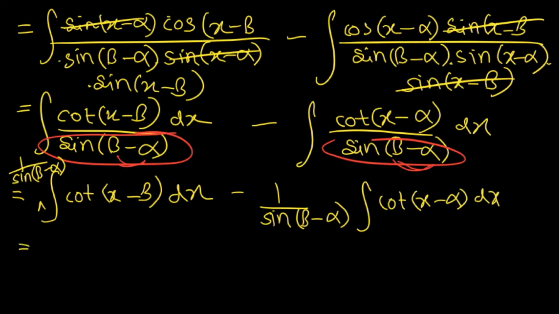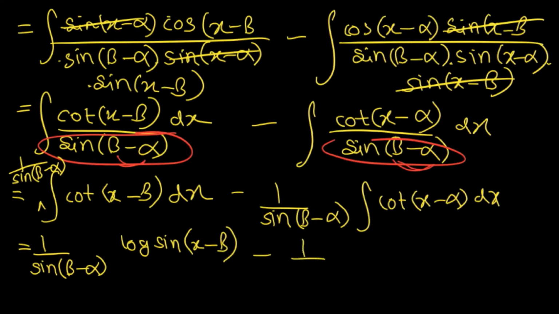Now we are left with 1 by sine(beta − alpha). The integral of cot is a standard integration formula, log sine, so we get log sine(x − beta) minus 1 by sine(beta − alpha) log sine(x − alpha) plus c.